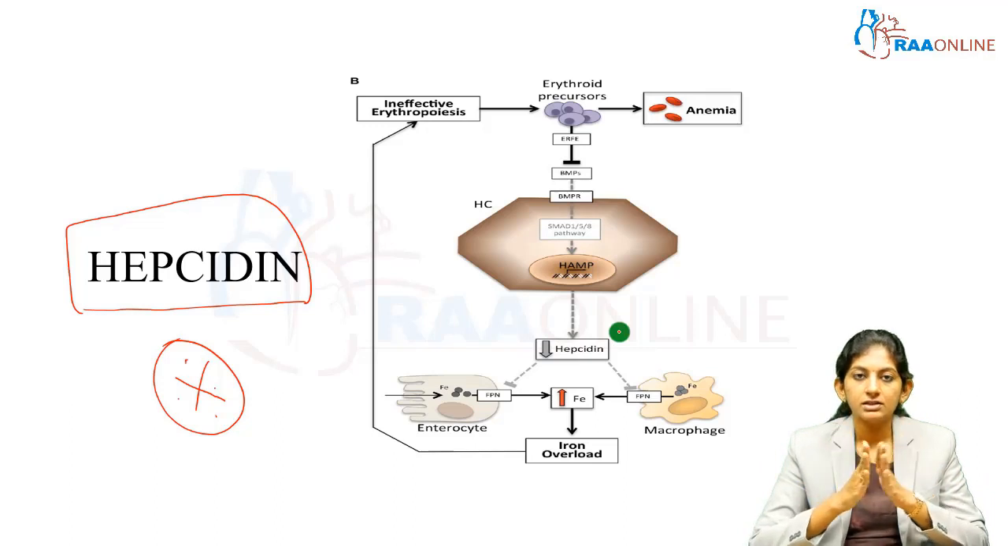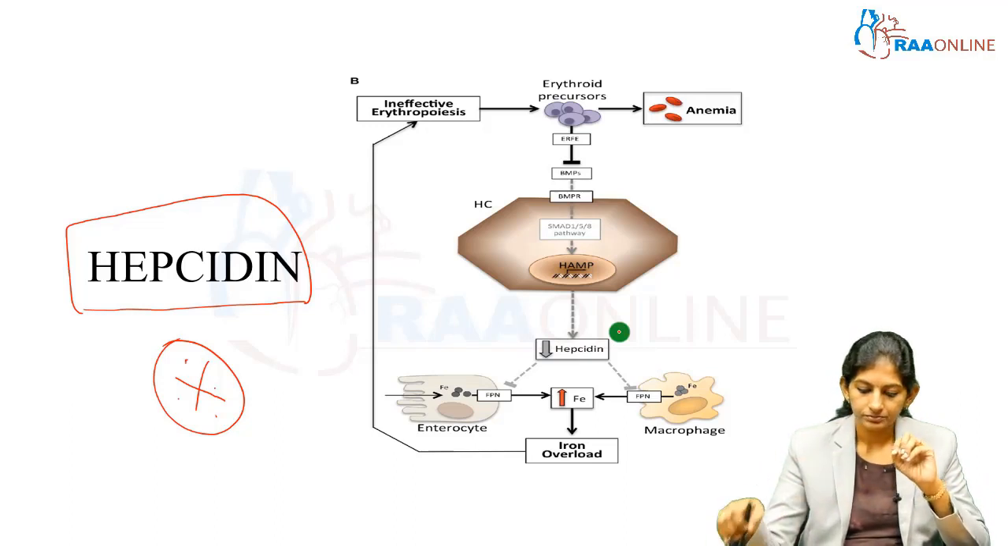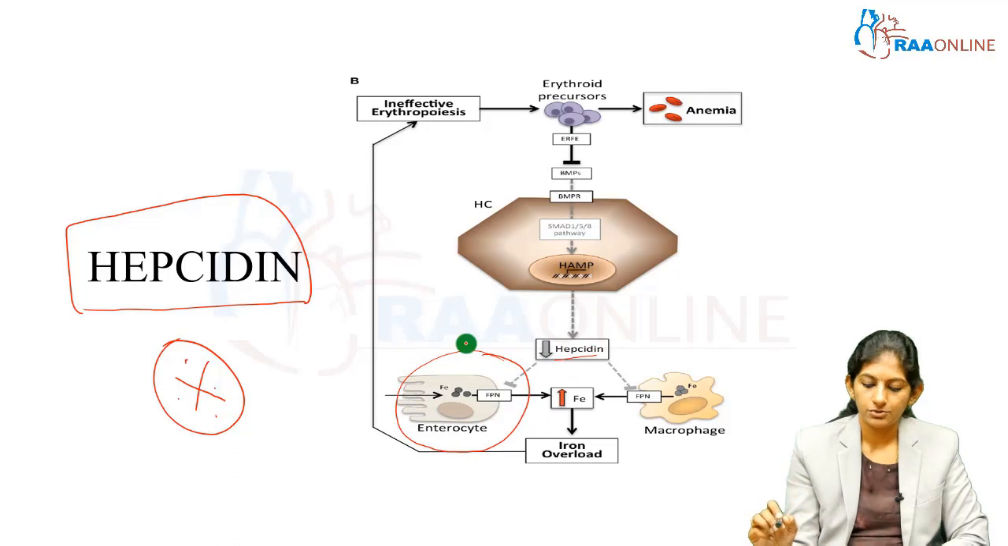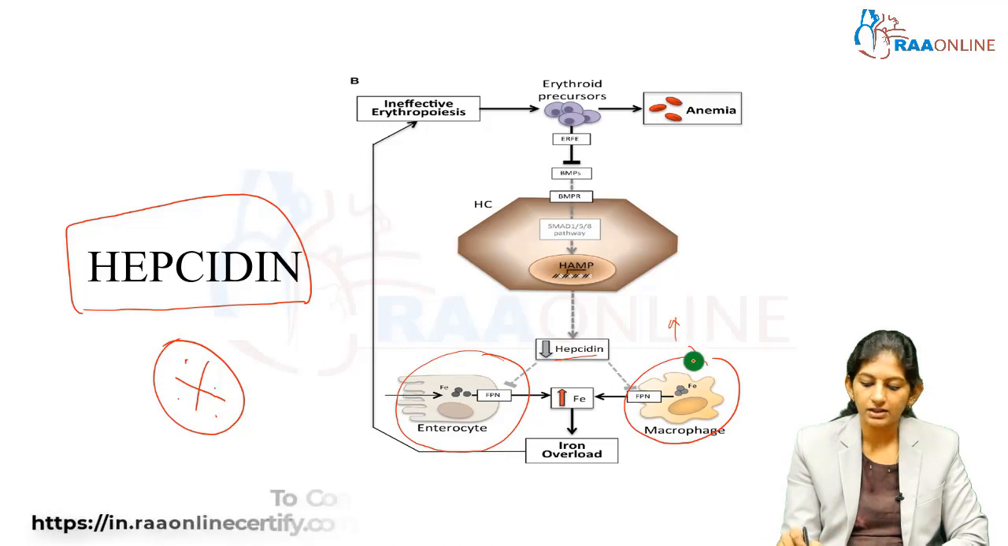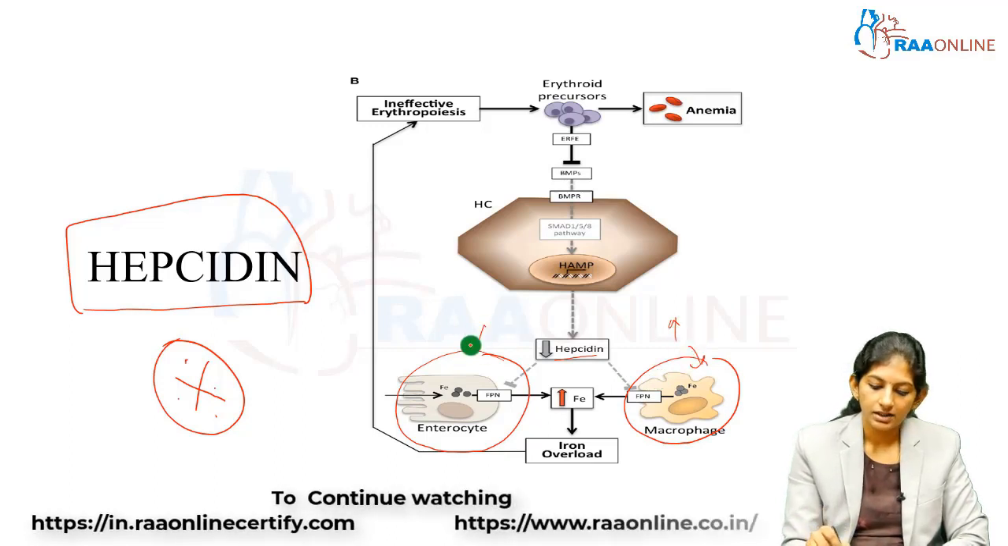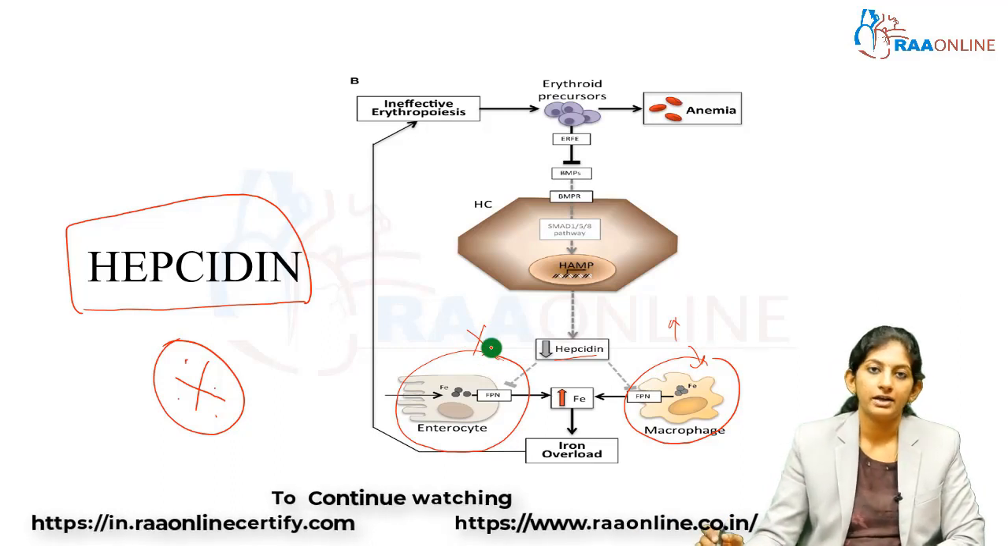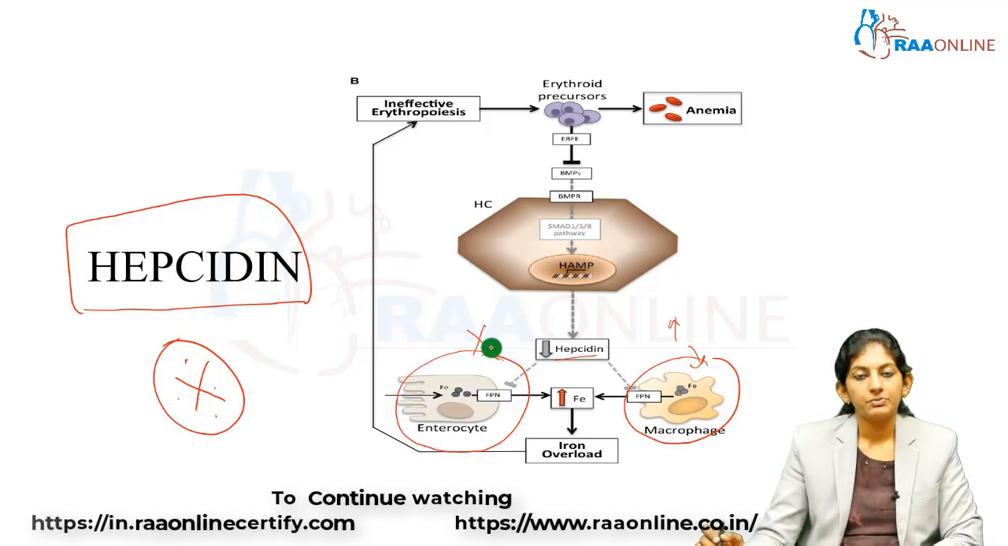What are the two important functions of hepcidin? One thing is, when there is low hepcidin, iron will be absorbed from the enterocytes and the macrophages will not take it inside. But when hepcidin increases, so much iron gets trapped in the macrophages, and there is absolutely no uptake or no absorption of iron in the intestine, that is from the enterocyte.